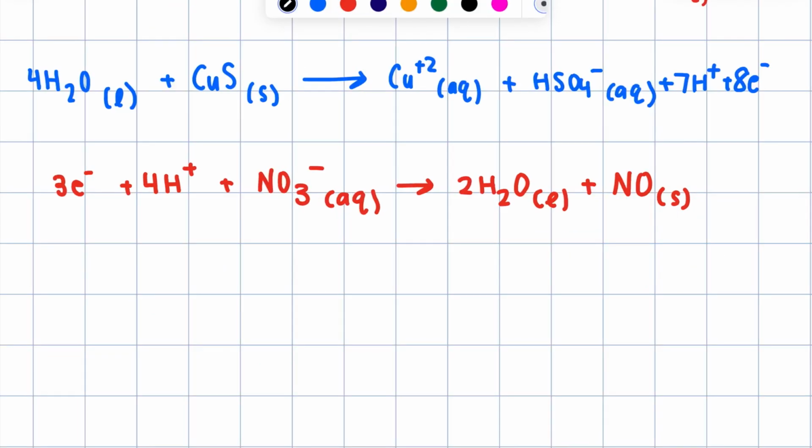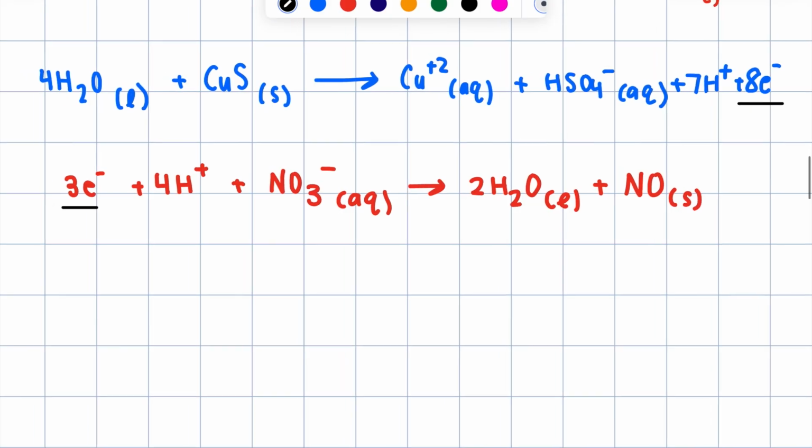In order to balance the charges of electrons between the two reactions, we need to find the least common multiple between 8 and 3, which in this case is 24. So we multiply the oxidation reaction all the way through by 3, and we multiply the reduction reaction all the way through by 8 to get the fully balanced half reactions.